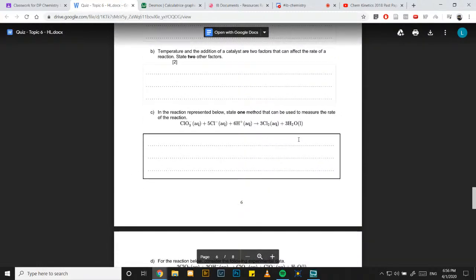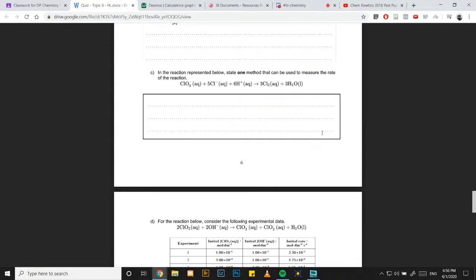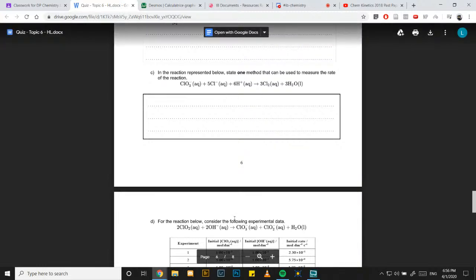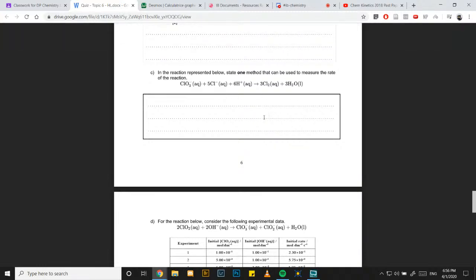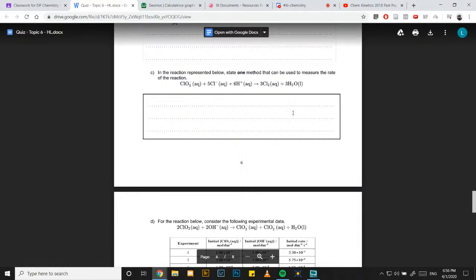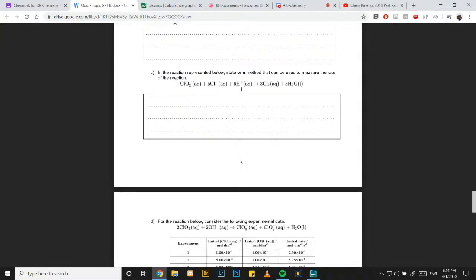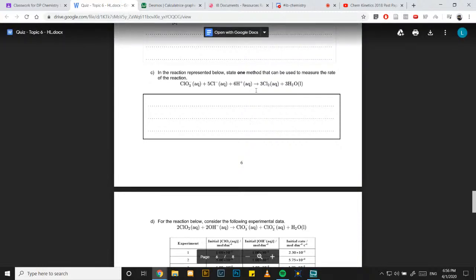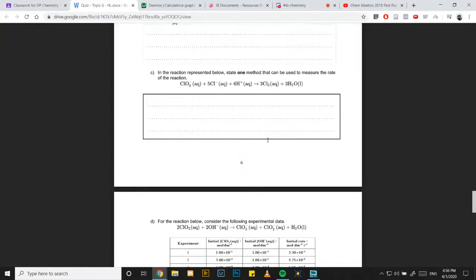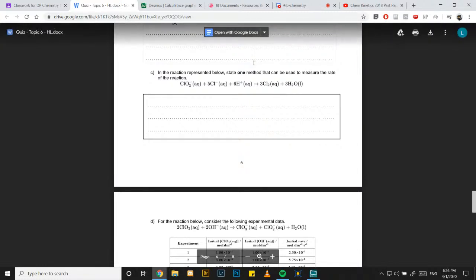State one method that can be used to measure the rate of reaction. Okay, so one thing that you could notice over here, I'm not too sure if this is the best way. This is from topic 8 maybe, acids and bases, but essentially when you have more hydrogen ions, the H pluses, you're actually reducing the pH. So the more H plus you have, the more acidic it is. That's the general rule.